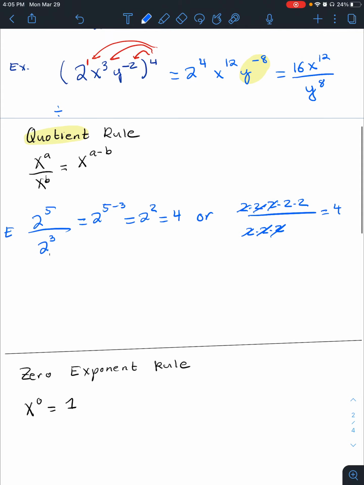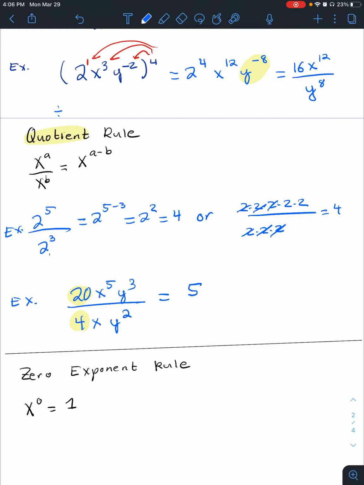So let's do another example, which might be 20x to the fifth, y to the third, over 4x, y to the second. So remember here, it's kind of similar to the product rule earlier. When you have regular numbers and you're doing 20 divided by 4, we know this is 5. And this is not an exponent rule. This is something that we already know how to do.